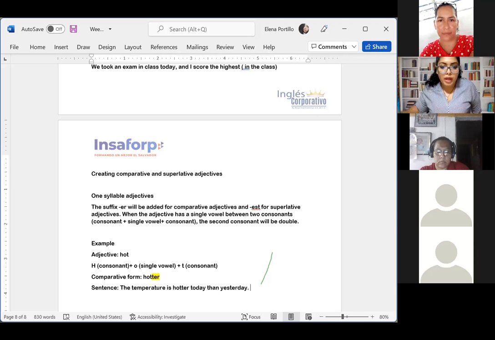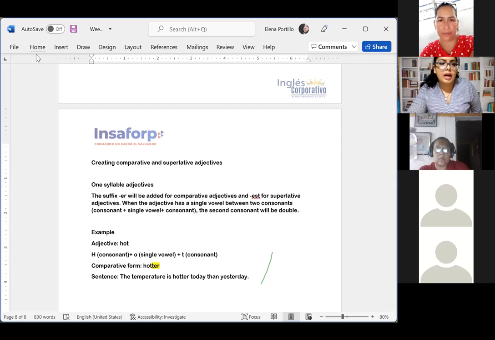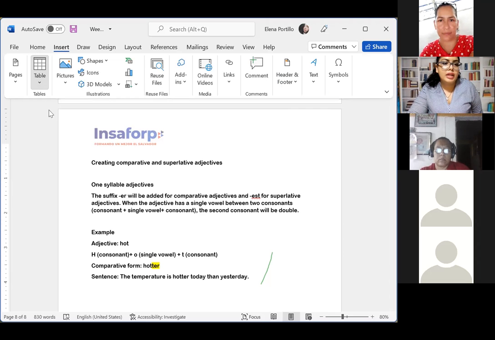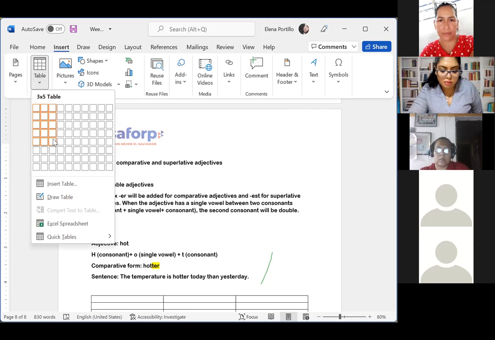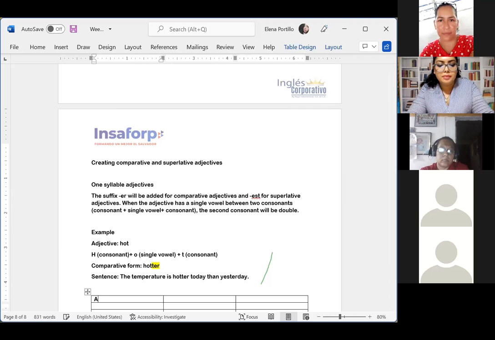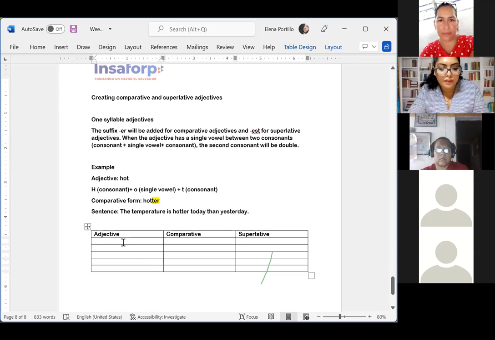So we have some examples, and we are going to create a table like this because we are going to write the examples. Six, like this. So we have the adjective. Then we have the comparative. Then we have the superlative. We are going to see the examples. So we have the number one adjective, fast. Then we have cheap. Then we have fresh. Then we have big. And we have sad.